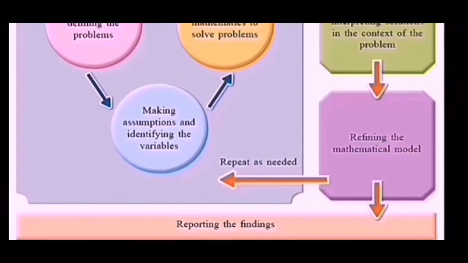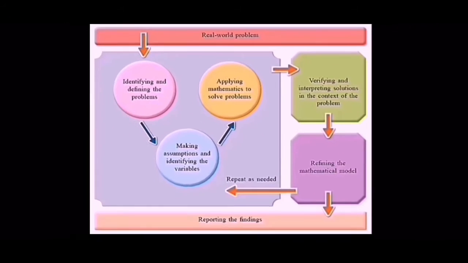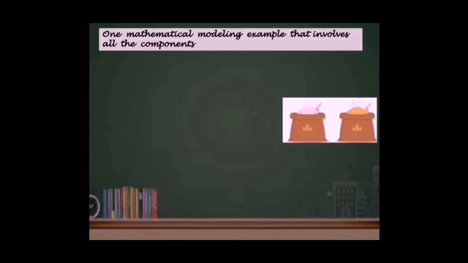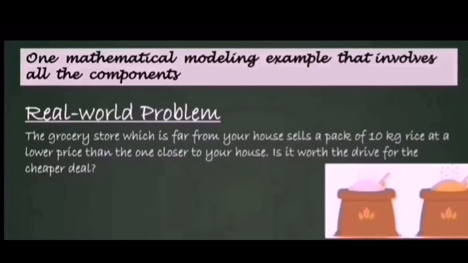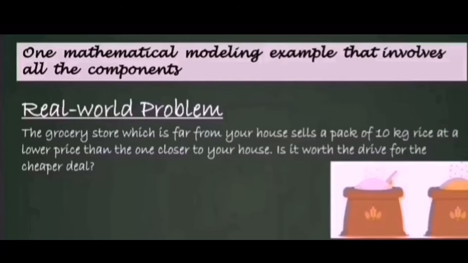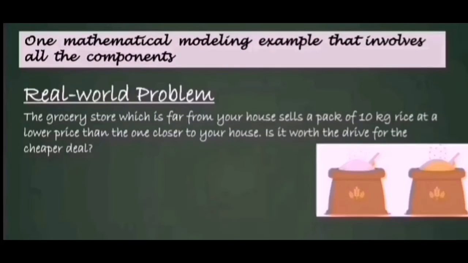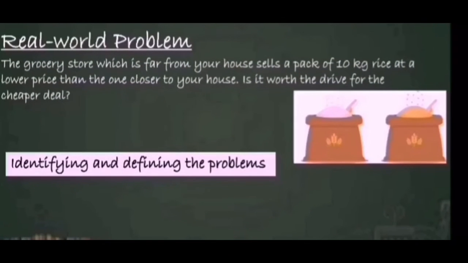Let's look at one mathematical modeling example that involves all the above components. Real-world problem: the grocery store, which is far from your house, sells a pack of 10 kg rice at a lower price than the one closer to your house. Is it worth the drive for the cheaper deal? Identifying and defining the problem.